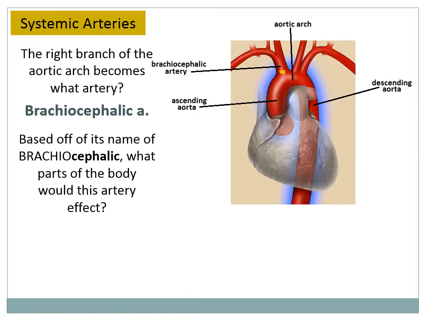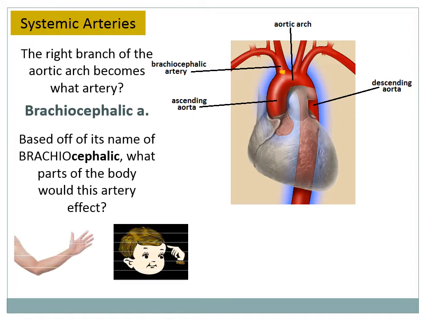Based off its name, it's called brachio and cephalic. So hopefully that is something, again, we're pulling from Unit 1, right? We have to know these words. If we know these words' meanings, then we know what we're looking at here. What parts of the body would this artery affect? Yeah, brachio, we're talking about the arm region. And cephalic, we're talking about the head region. So it's going to be affecting our arms and our head.